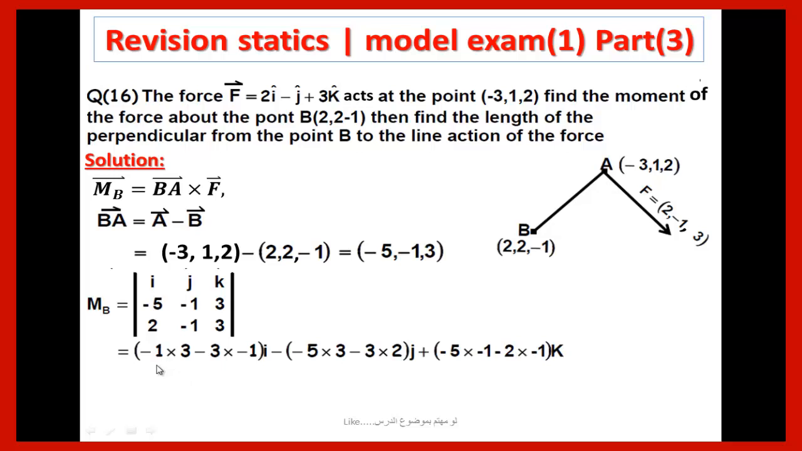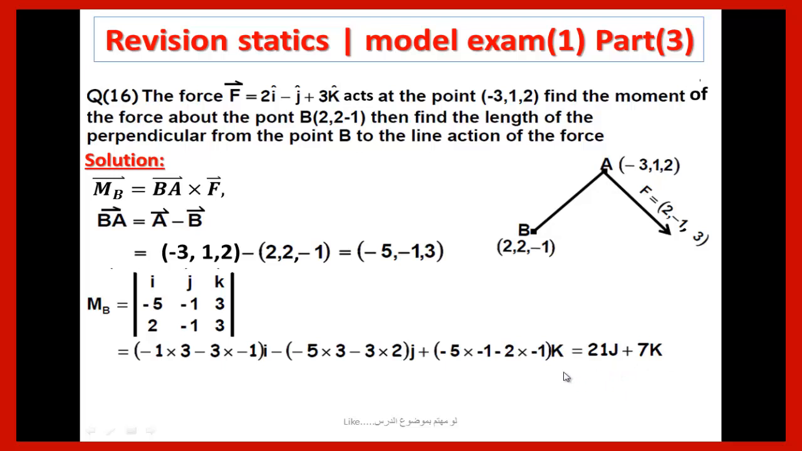By calculation, we find that -1 by 3 plus 3 equals 0, i. So we don't have i here. And -5 multiplied by 3 minus 6: -5 multiplied by 3 is -15, -15 minus 6 equals -21. Multiply by -1, we have 21j. Also the component in the direction of k is 7. So this is the first required.